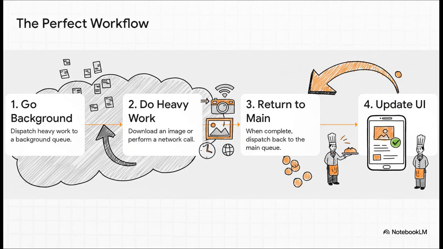Step 3, this is the magic. Once the image is downloaded, you package it up and send it back to the main queue. And finally, step 4, the main thread receives it and safely updates the image view on the screen. It's this perfect, clean handoff from the kitchen back to the front of house.